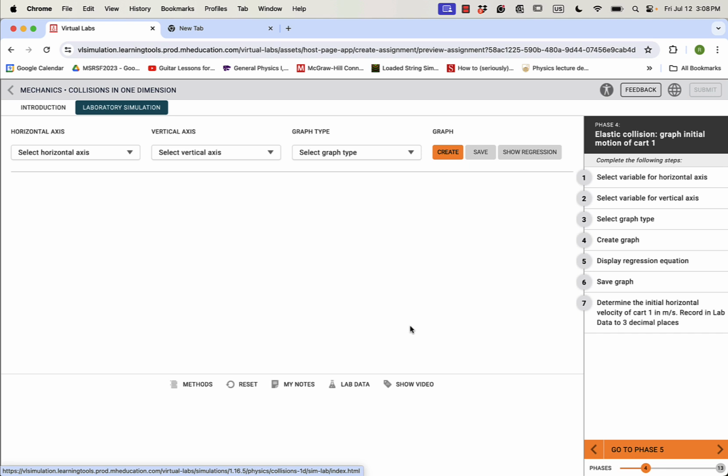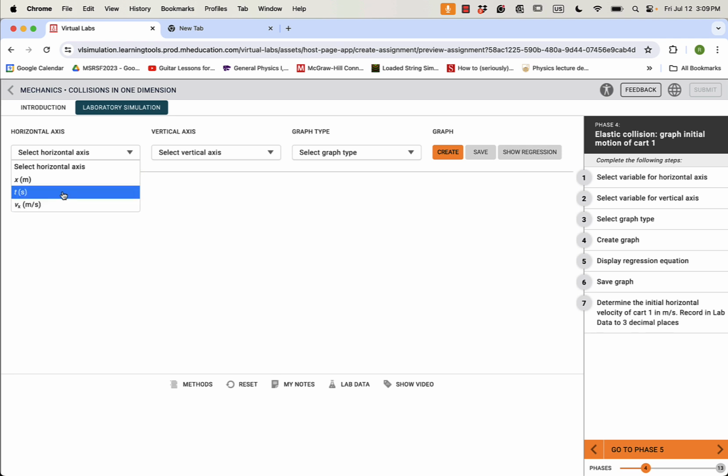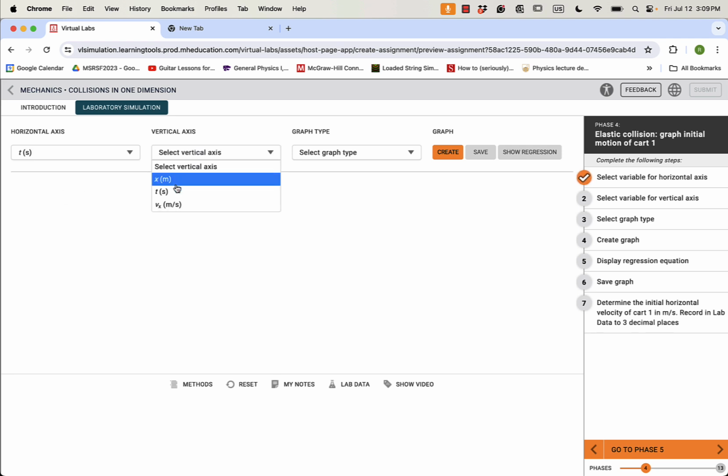Now we will be finding the velocity by plotting position versus time. We know when we plot position versus time, the slope of that graph gives us velocity. So horizontal axis is time, vertical axis is position, and this is for cart 1, before collision. This will give us the initial velocity of cart 1 before collision.